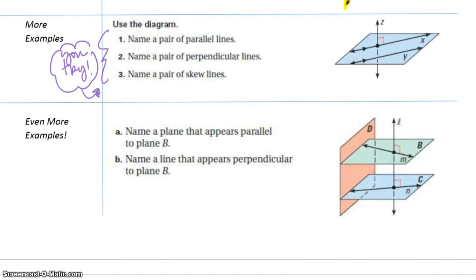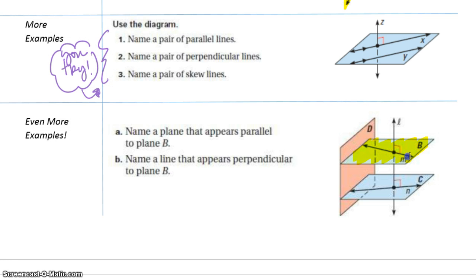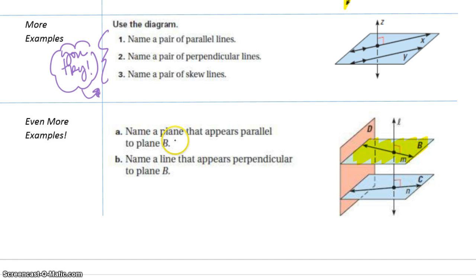Let's do this. Name a plane that appears parallel to plane B. Well, first, find plane B. Plane B is here. What plane looks like it's parallel to that plane? Well, if you look, it looks like plane C is parallel to that plane. Plane C, not plane B.